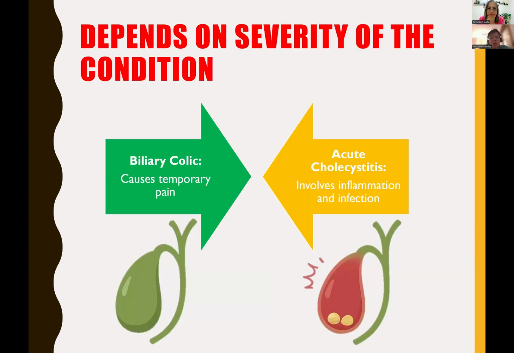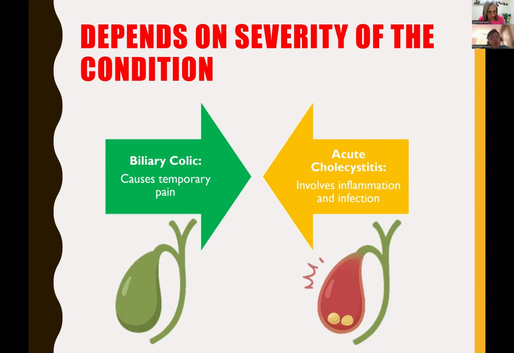Okay, what is the treatment? The treatment depends on the severity of the condition. For example, there are two clinical situations. Biliary colic causes temporary pain without infection, and acute cholecystitis involves inflammation and infection. One needs less urgent care, but on the other hand, acute cholecystitis needs prompt and more intensive treatment to avoid serious complications.